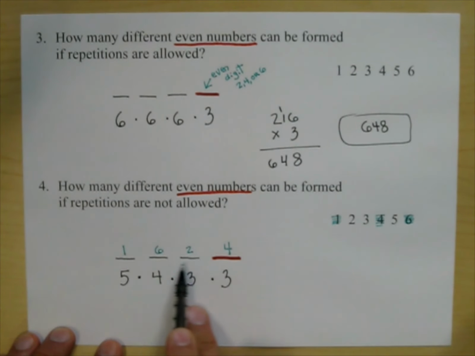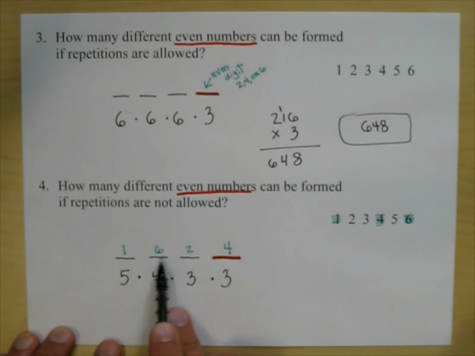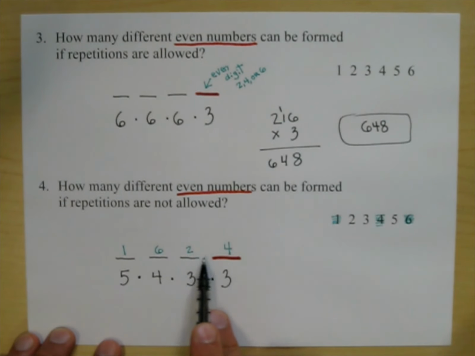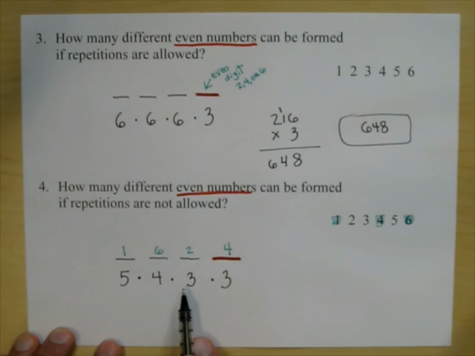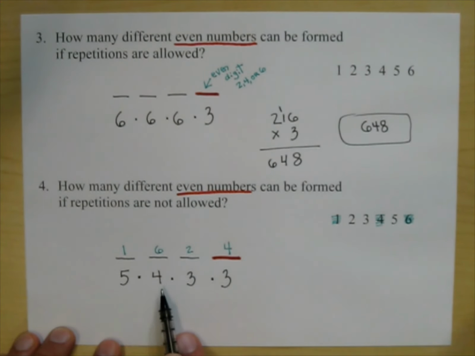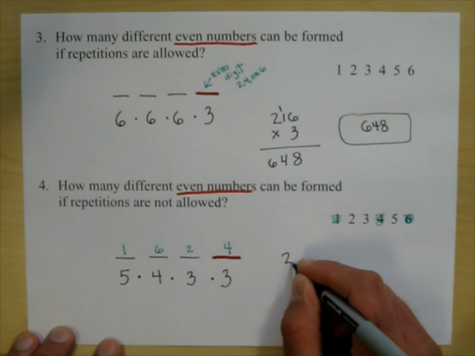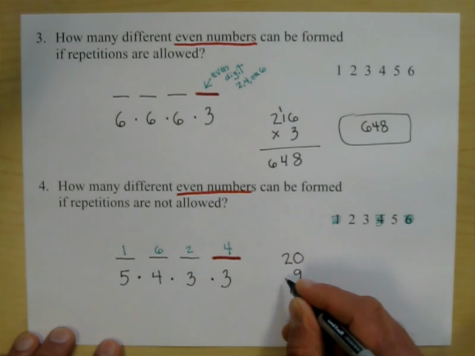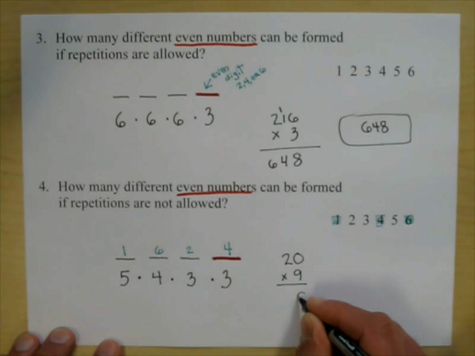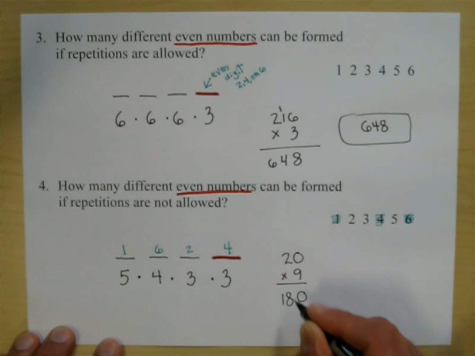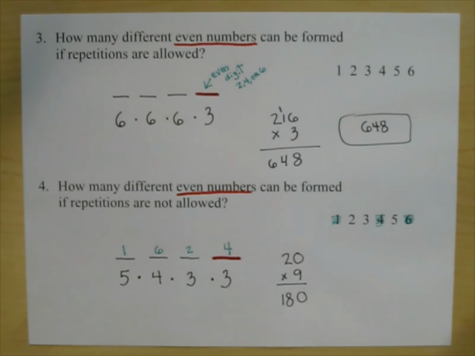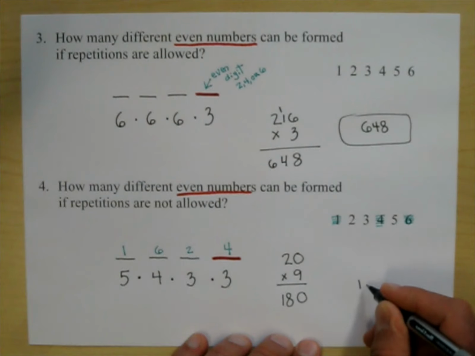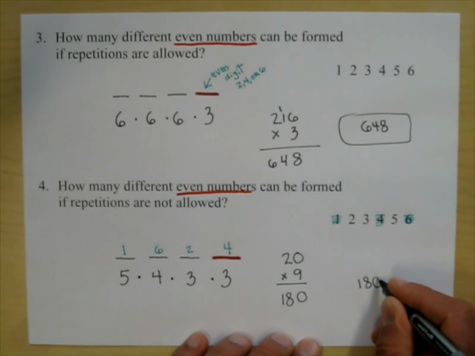What's in green is not really going to get you the answer. It's just one of the things that we're counting. This is the answer right here, which is 5 times 4 times 3 times 3. 5 times 4 is 20. And 3 times 3 is 9. So it looks like my answer to this is 180.